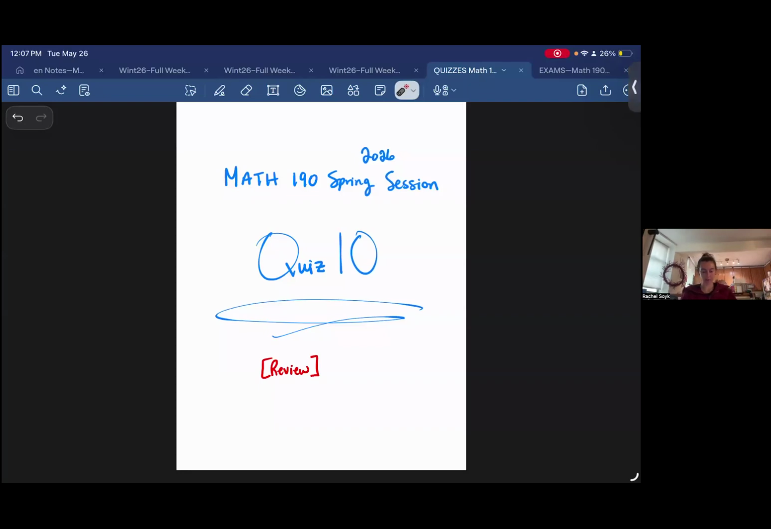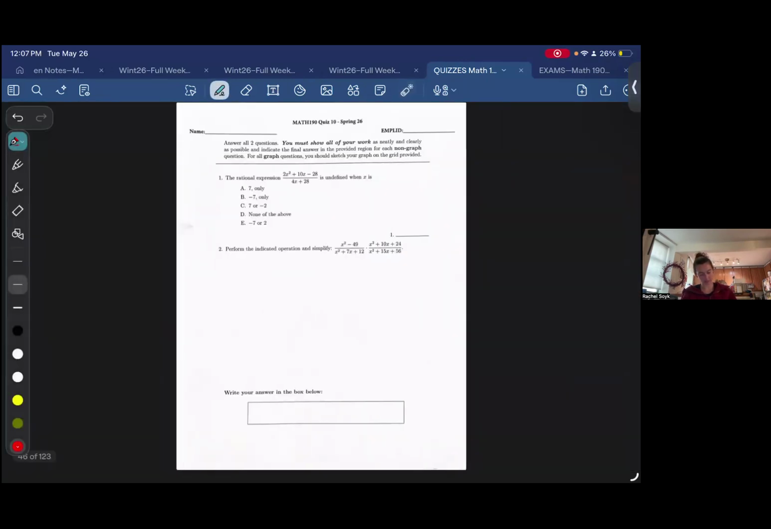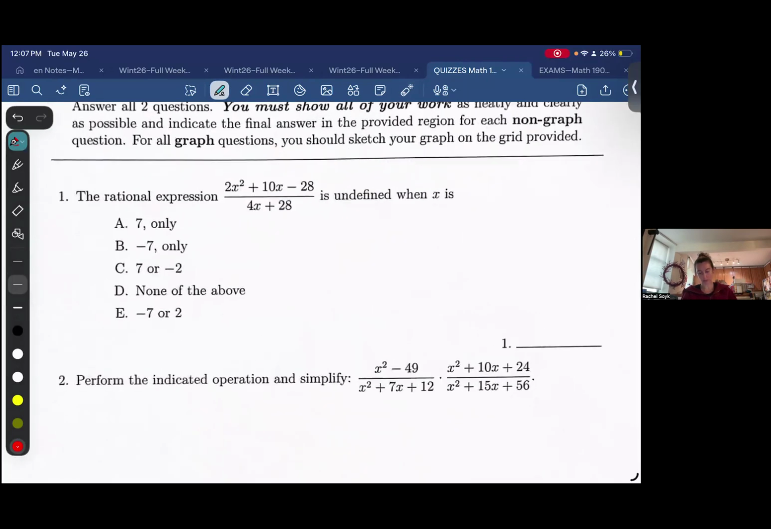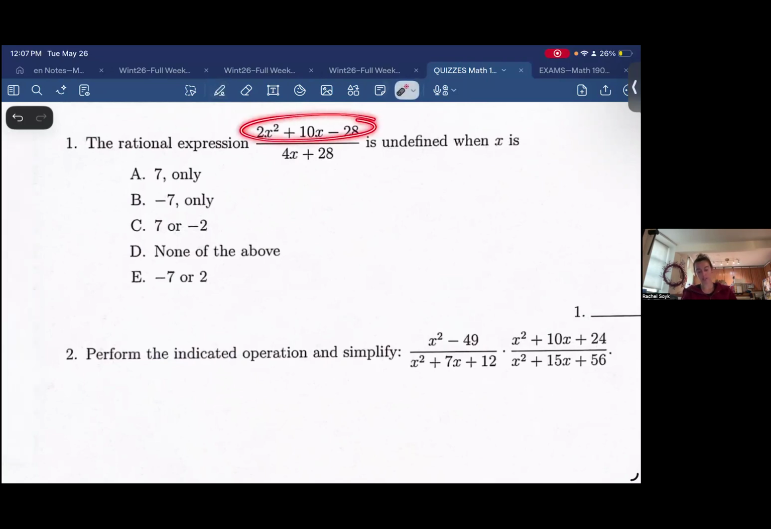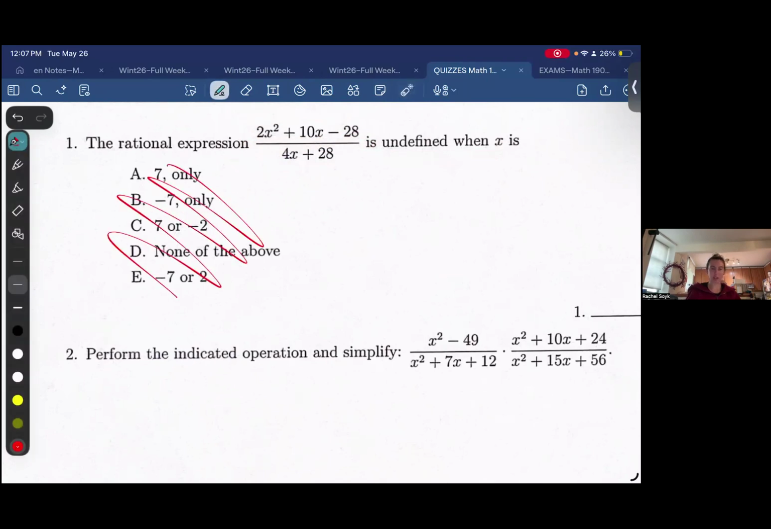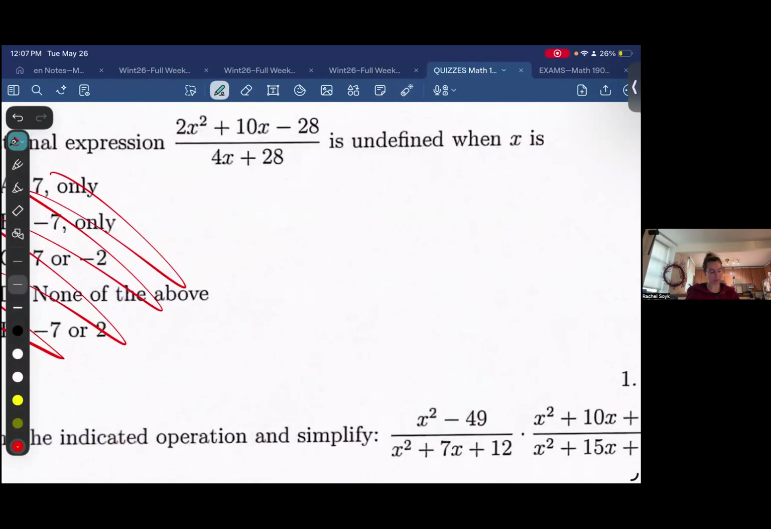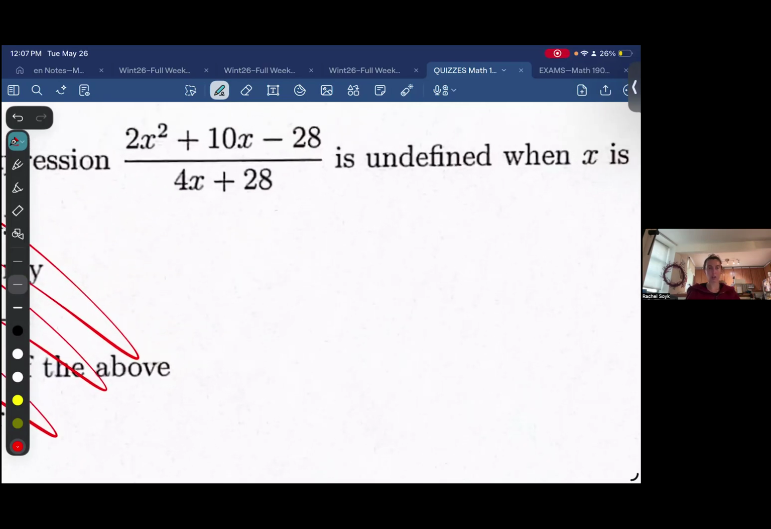Let us now review our lecture quiz 10. Zoom in on that first question. We have the rational expression 2x squared plus 10x minus 28 all over 4x plus 28 is undefined when x is equal to what? So again, let's forget about the fact that it is multiple choice, and let's hone in on the expression we have at hand.